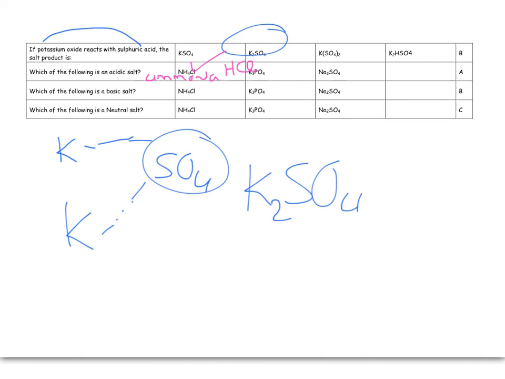Which of the following is a basic salt? Strong base, potassium hydroxide. Weaker acid, H3PO4. And therefore, this is going to turn out to be basic. Which of the following is neutral? From sodium hydroxide and sulfuric acid. It's a strong acid and a strong base. I will get a neutral salt.